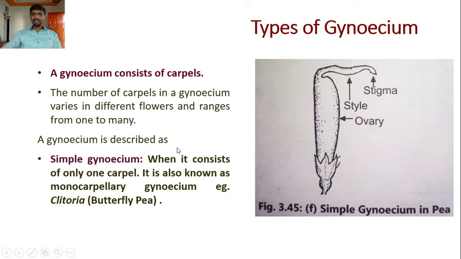A gynoecium is described as a simple gynoecium, as we have seen in Clitoria, also in pea. When it consists of only one carpel, it is also known as a monocarpellary gynoecium. For example, Clitoria. So this is a monocarpellary gynoecium where we can find only one carpel. Such a gynoecium is described as monocarpellary gynoecium, for example pea or Clitoria.